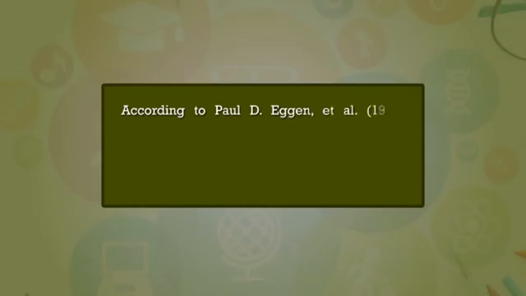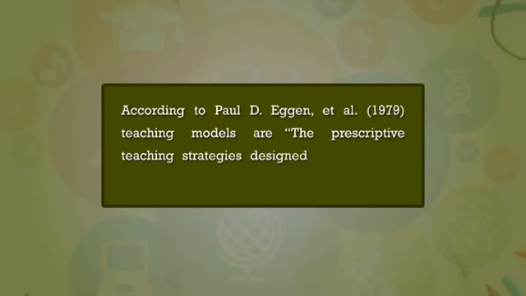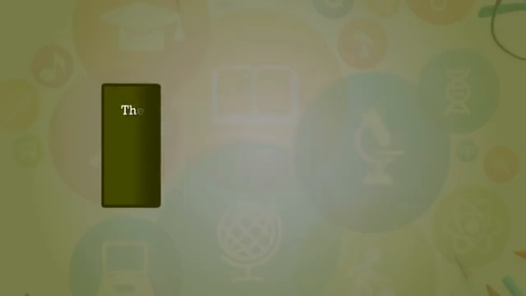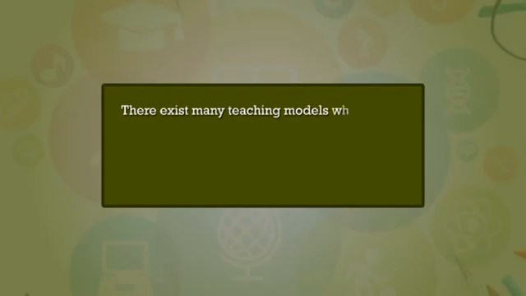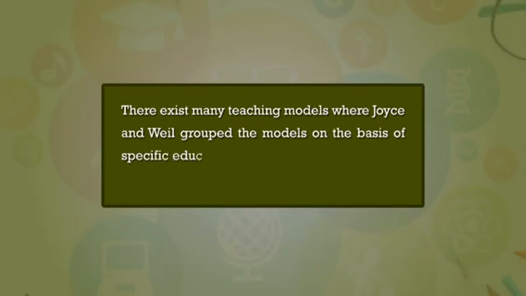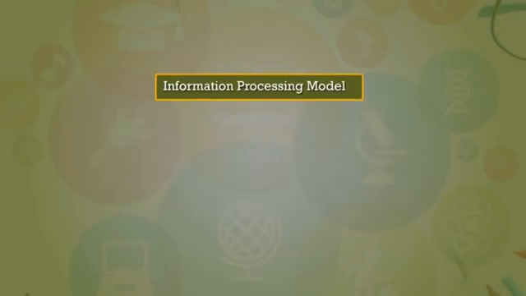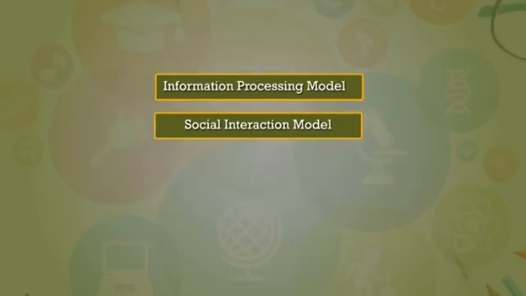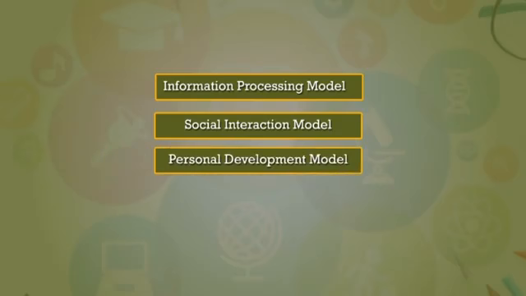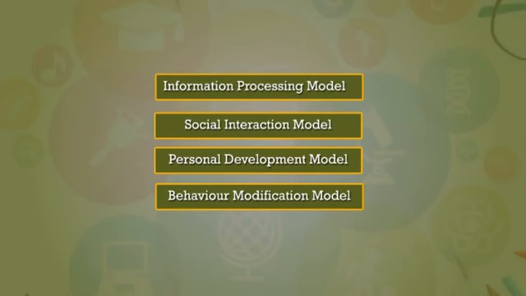A model of teaching is a description of a learning environment. According to Paul D. Eggen and others, 1979, teaching models are the prescriptive teaching strategies designed to accomplish particular instructional goals. There exist many teaching models, where Joyce and Weil group the models on the basis of specific educational goals and means into four families. They are the information processing model, social interaction model, personal development model, and behavior modification model.